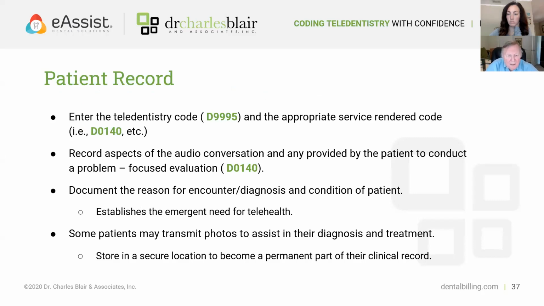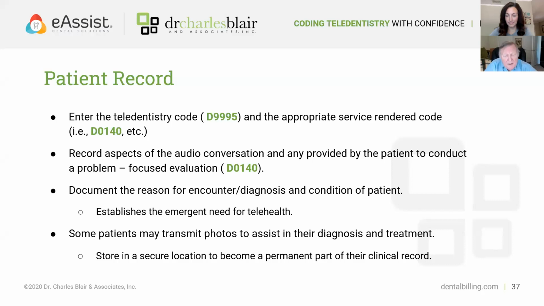What about the patient record? Yes. So we need to put the encounter into our patient record, just like the patient coming into the dental office. So we're going to enter in the patient record the teledentistry code, the appropriate service that we rendered, code 140. We want to put in the record, I had an audio conversation regarding so-and-so, and that we had also a video. Also, we had the patient transmitted some photos to us. All of that would go in the patient record.